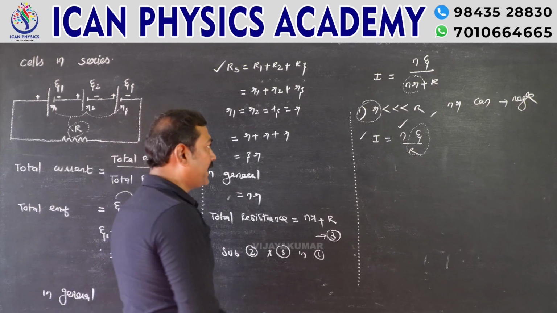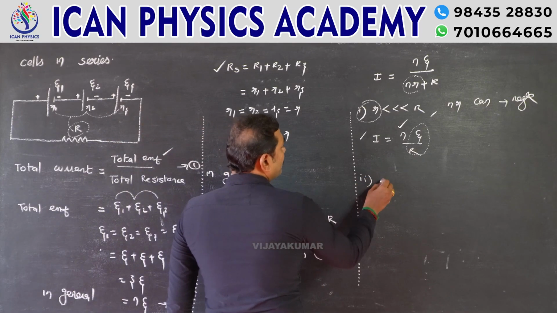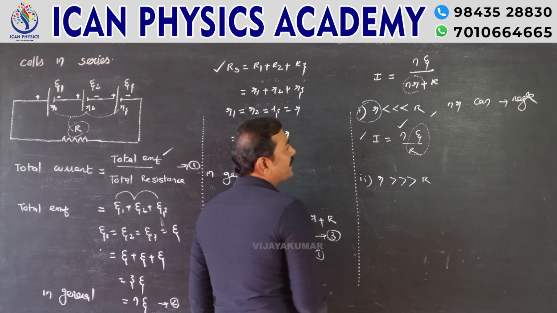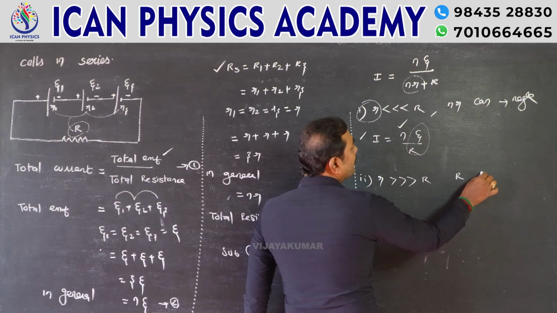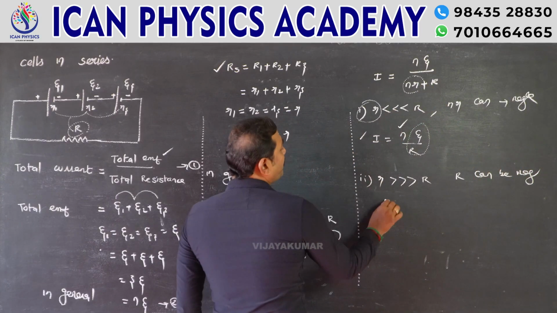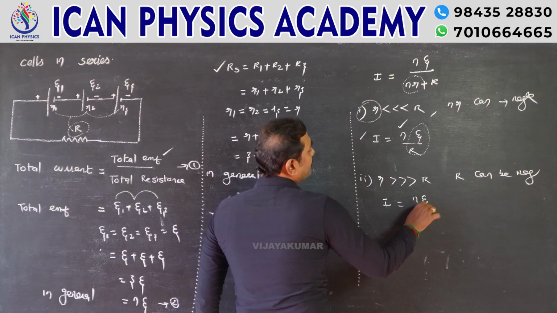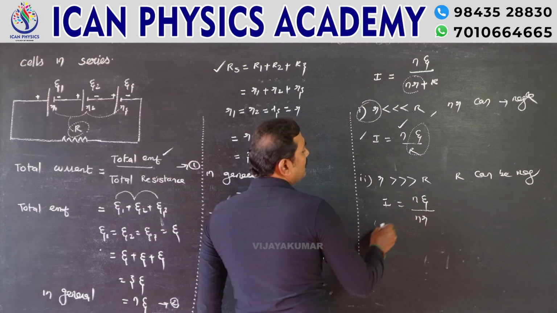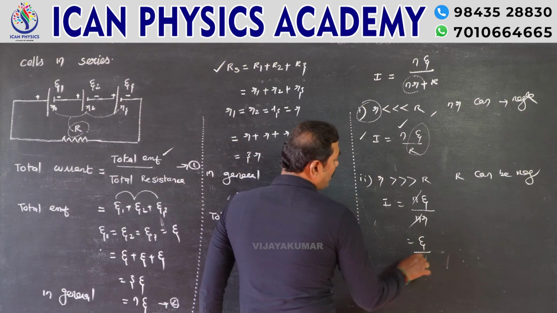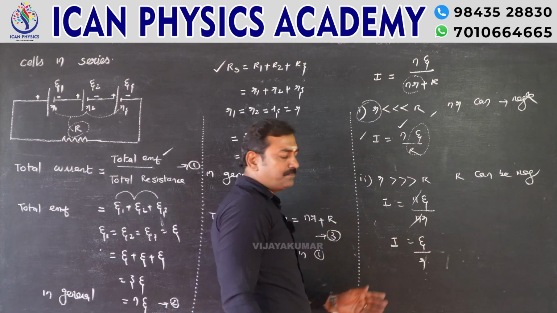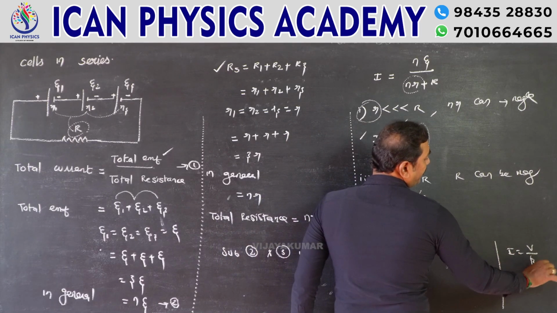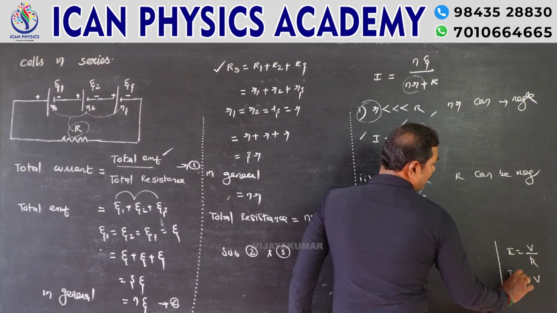So on the other hand, second case, r is much greater than capital R. So capital R can be neglected. So when we neglect the capital R, then I equal to n psi by nr. Now n getting cancelled. So once again, psi by r equal to I. Simply we can remember I equal to V by R. So V equal to IR.